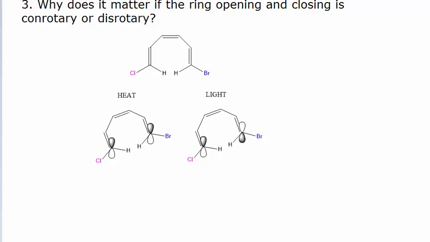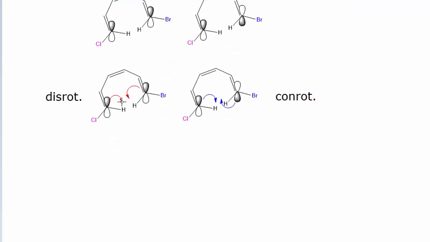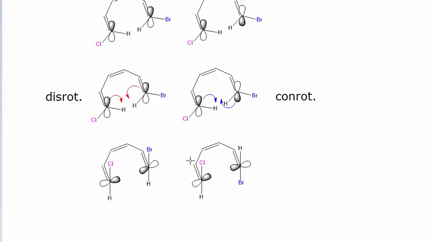Like I was saying before, the way that you close the ring through the interaction of those two orbitals is going to be in a different motion. This will be the disrotary motion, where we have a clockwise and a counterclockwise, and this will be conrotary, where it's clockwise and clockwise. As you rotate those orbitals and line them up, you'll see that the chlorine and bromine will be located in different places depending on whether the motion is disrotary or conrotary.